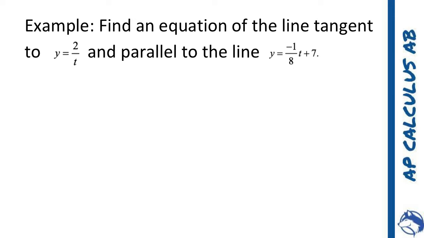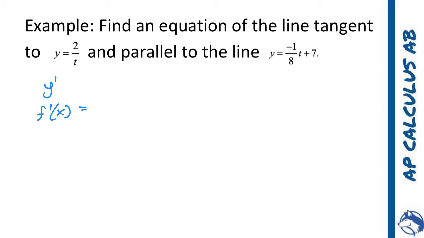Alright, so we're going to find an equation of a line tangent to y equals 2 over t and parallel to the line y equals negative 1/8 t plus 7. So we're going to first remember our derivative that we used from before. So you could say y prime or f prime of x.